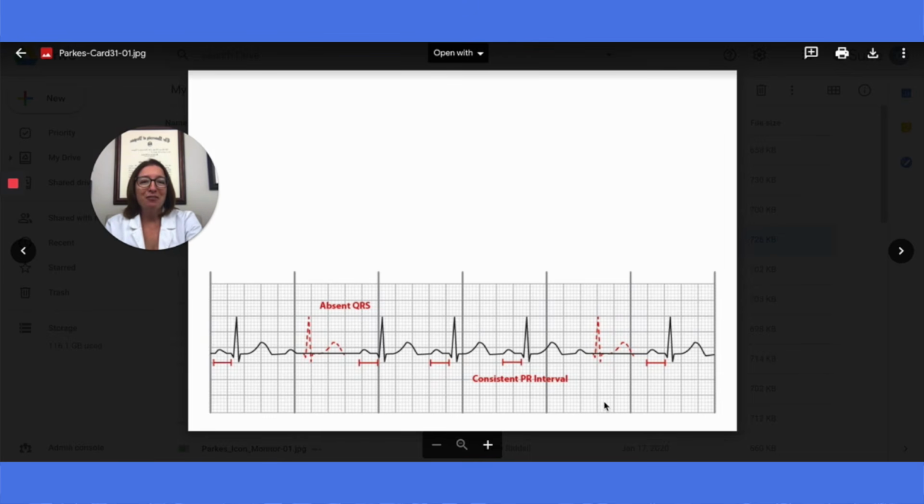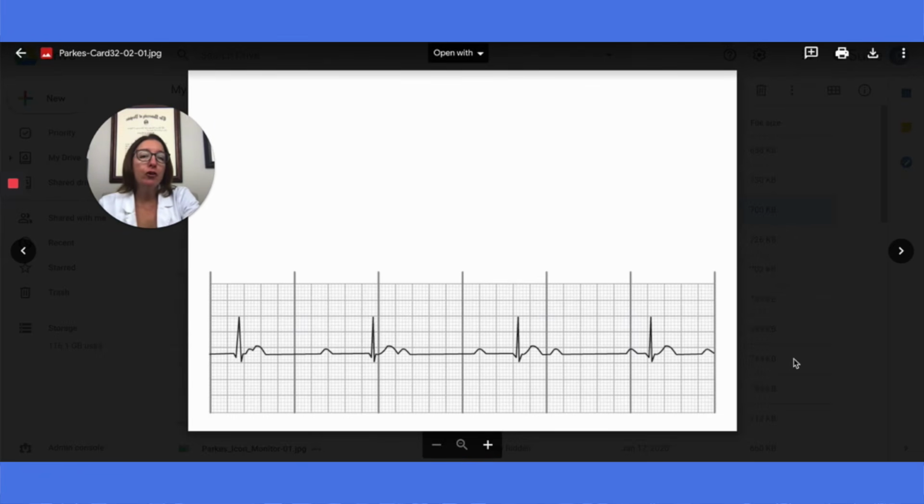So hopefully that's helpful. Here we have a third degree AV block. This type of block causes a complete failure in all impulse conduction from the atria to the ventricles. So a patient with a third degree AV block will require a pacemaker.